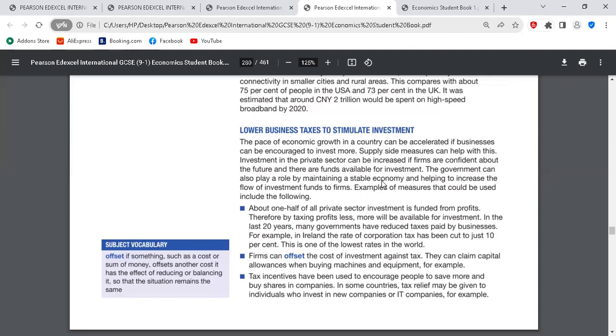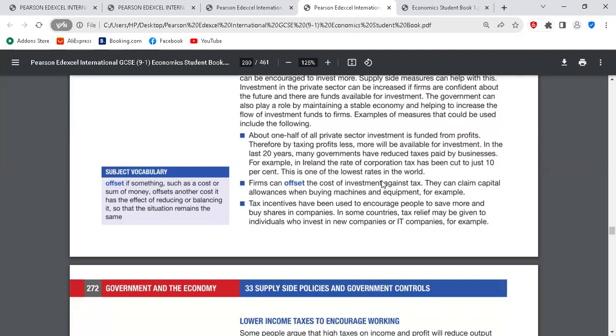Examples of measures that could be used include the following. About 1.5% of all private sector investment is funded from profits. Therefore, by taxing profit less, more will be available for investment. So the first thing is the government should reduce taxes. Most businesses only want to expand their operation when they are profitable. For them to expand their operation, their profit must also increase. So if the government is reducing taxes, profit will rise. As a result, more investment for firms.